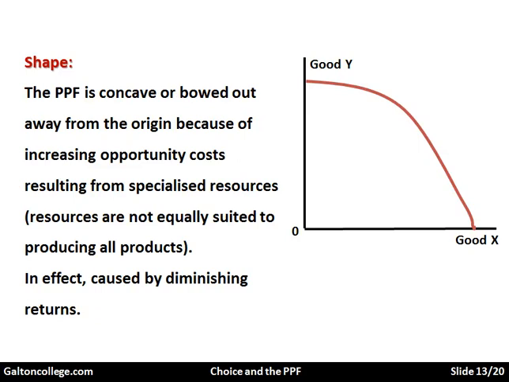The production possibility frontier is concave, or if you like, bowed out, away from the origin, because of increasing opportunity costs resulting from specialized resources that are not equally suited to producing all goods or all products. In effect, it's caused by diminishing returns. So the curve is not a straight line because of the law of diminishing returns. So we have this bowing effect. It's concave from the origin. Looking in from the origin, it's concave, looking into the curve.